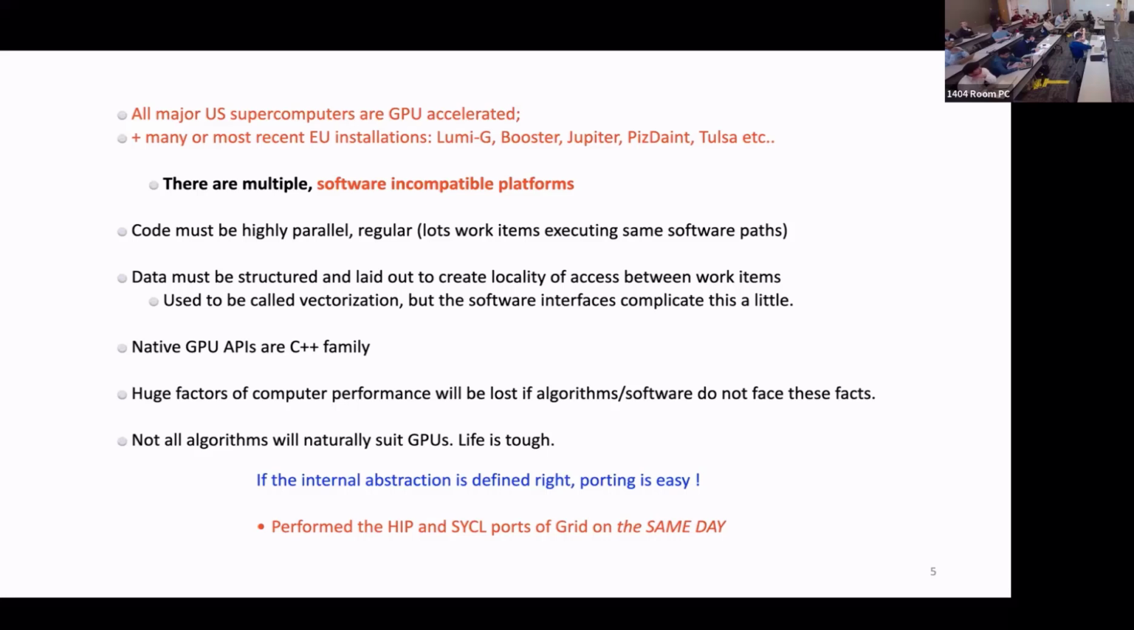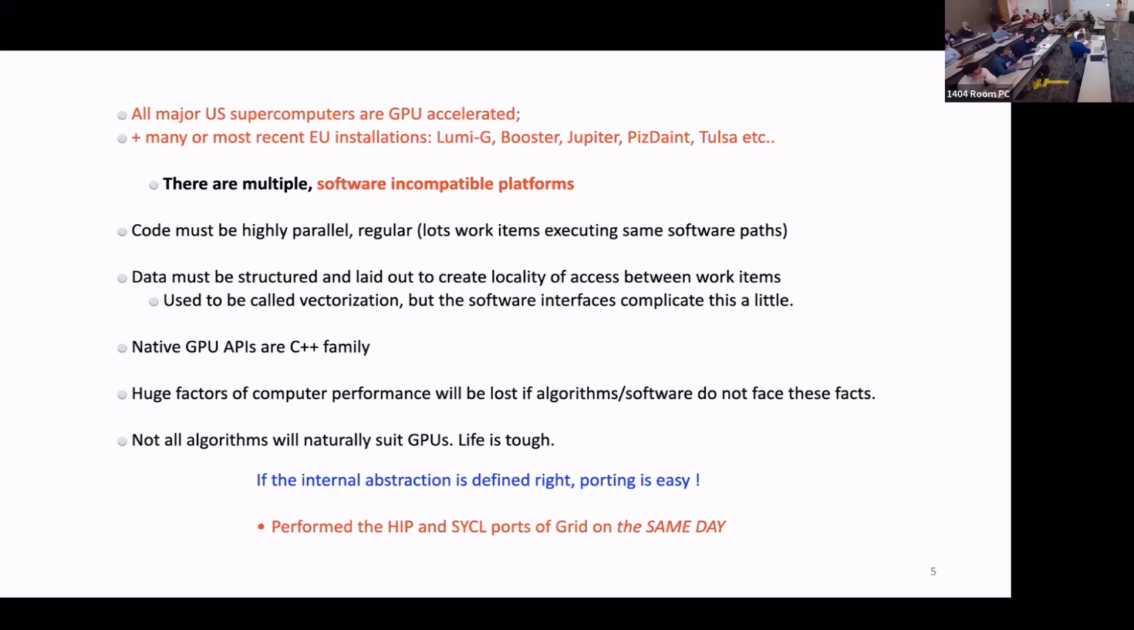But if the internal abstraction is defined right, porting between them is easy. So in 2018-19, I did the CUDA port of Grid, and of course I abstracted the interfaces with macros as accelerator. I'm not going to pollute my code with proprietary nonsense, right? I'll write a macro that contains the proprietary nonsense and abstract my code to my own internal API. Then I managed to do both the HIP and SYCL.